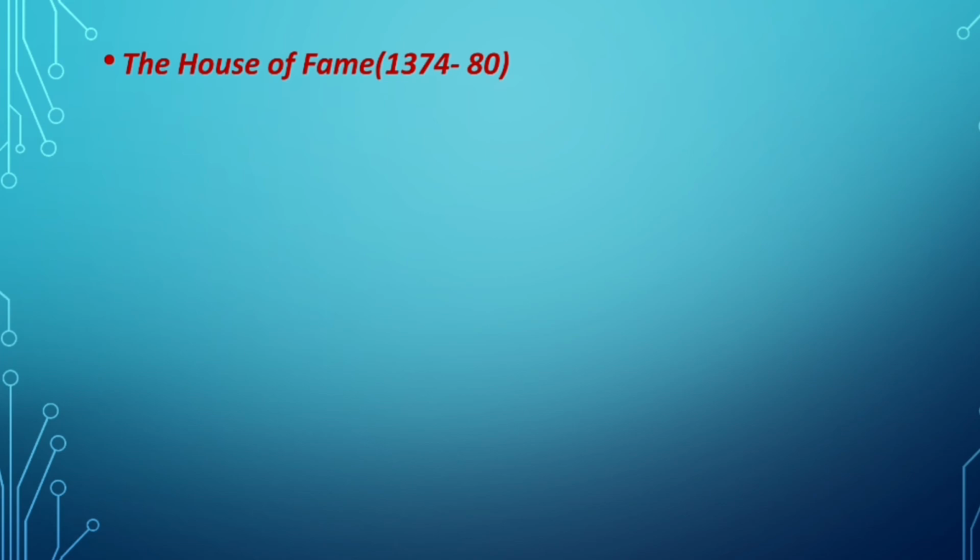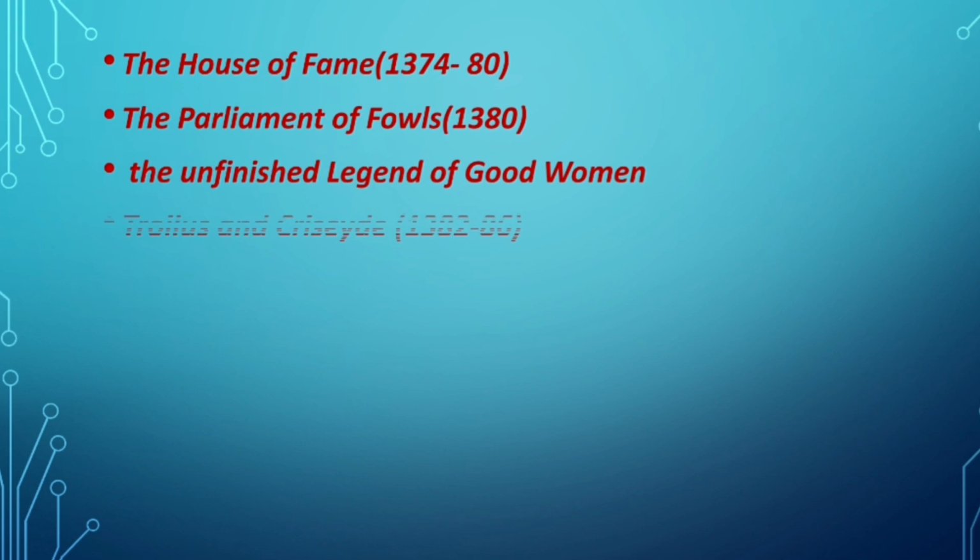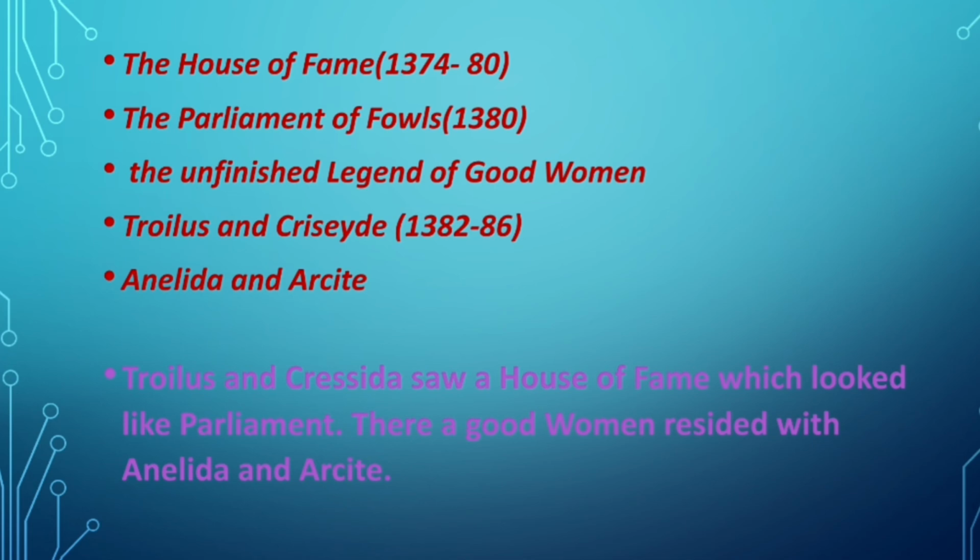The House of Fame, 1374-80. Parliament of Fowls, 1380. The unfinished work Legend of Good Women. Troilus and Criseyde. Annelida and Arcite. And how are you going to learn this? Troilus and Cressida saw a House of Fame which looked like Parliament. There, a good woman resided with Annelida and Arcite.